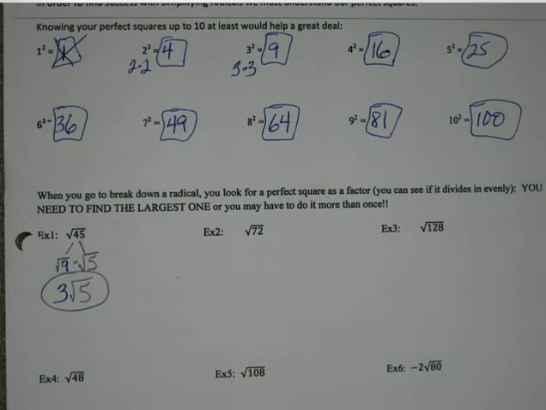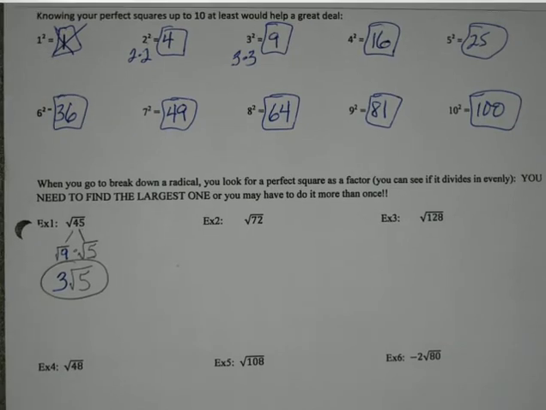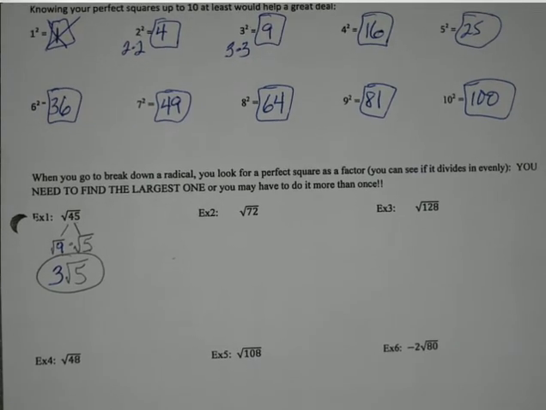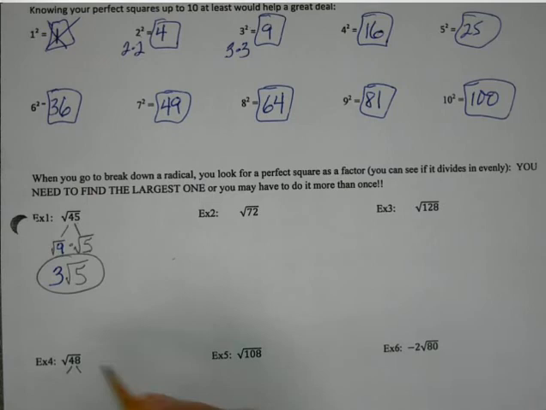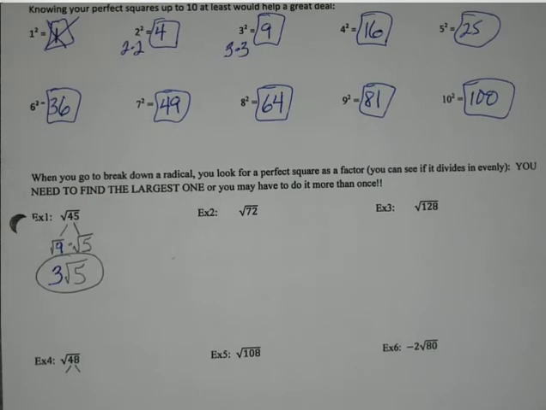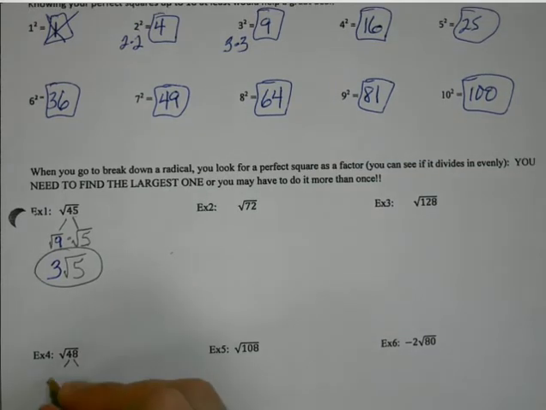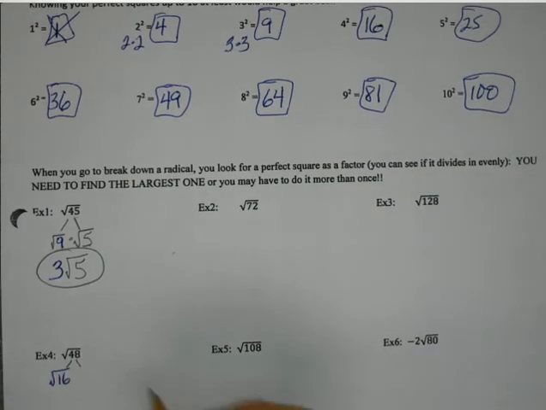Now for a second, I'm going to jump down to number 4. I'll come back to the other two in just a second. Hopefully you've written yours down by now. Okay, 48. Again, think of the biggest one that might go in. Okay, good. 16 will. So we'll have 16, and when we did 48 divided by 16, we got 3.